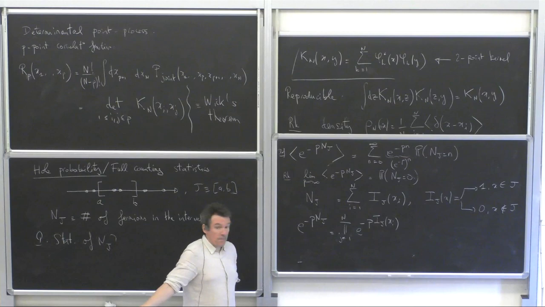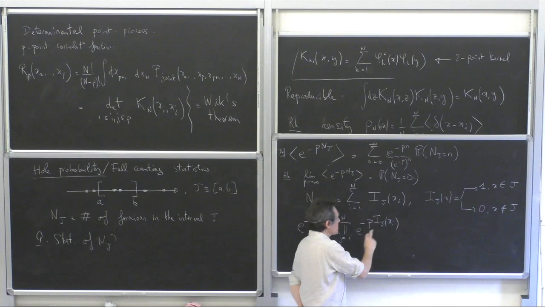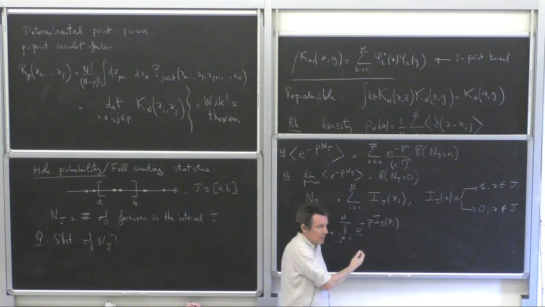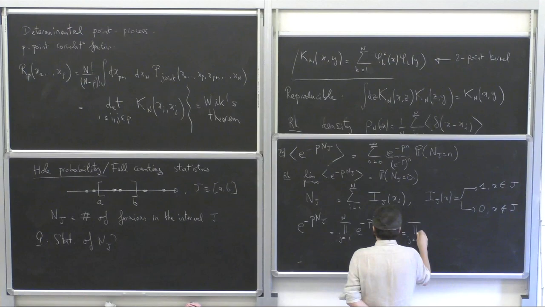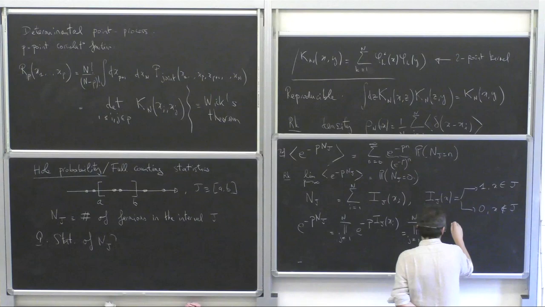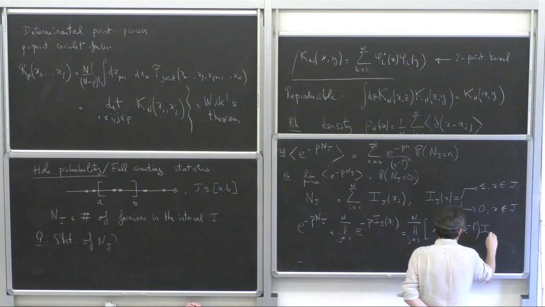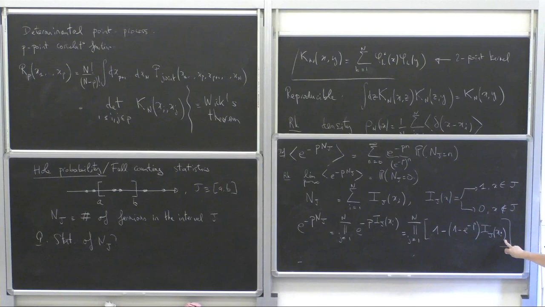All right. And now, because this one is only 1 or 0, this quantity can only take two values, either 1 or exponential minus p. So I can, again, write it like that. I'm just writing it, and then we can discuss. But that's like 1 minus (1 minus exponential minus p) times ij of xi. So I need just to check that it reproduces. So this is equal to that.